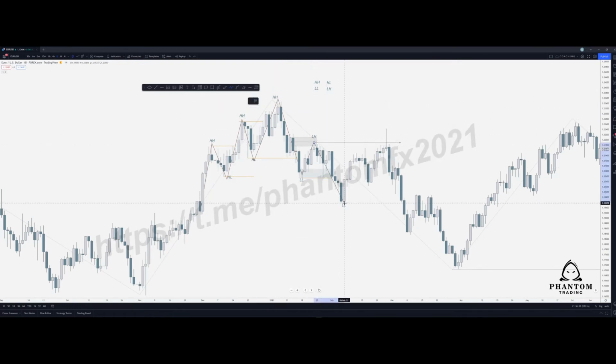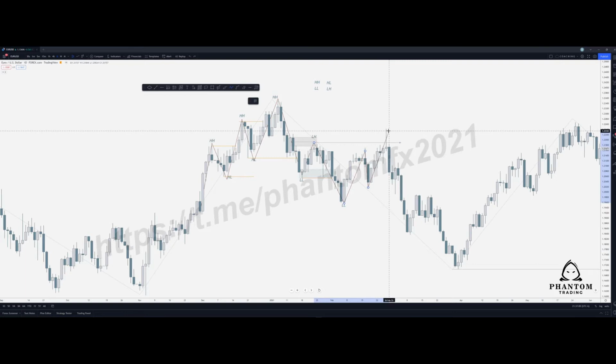Right, so we make the lower low, we get the pullback. Now within this, we get a little complex pullback, right? Because what does price do? It comes down, but it fails to take the low. Price pushes up. You can see this might have thrown some people off. It wicked the high, but it didn't quite close above it.